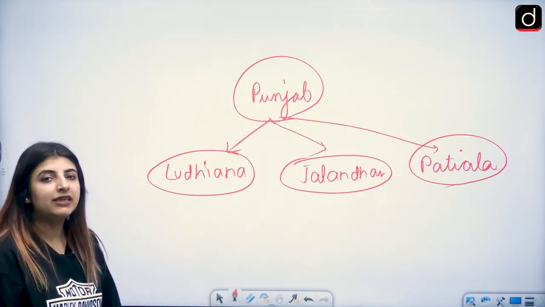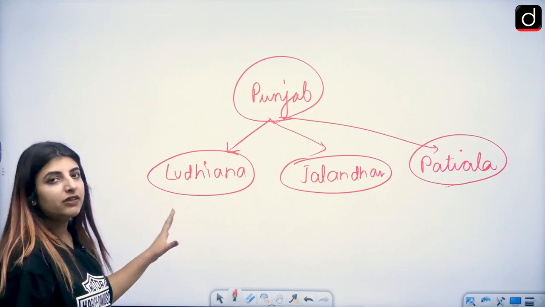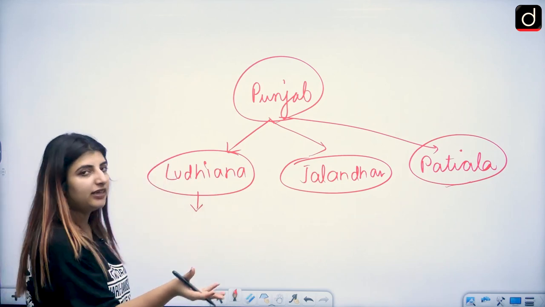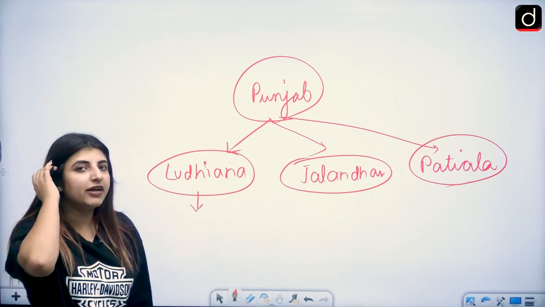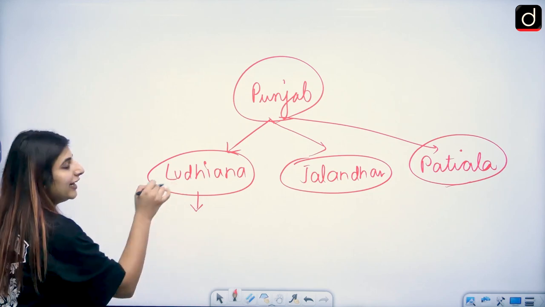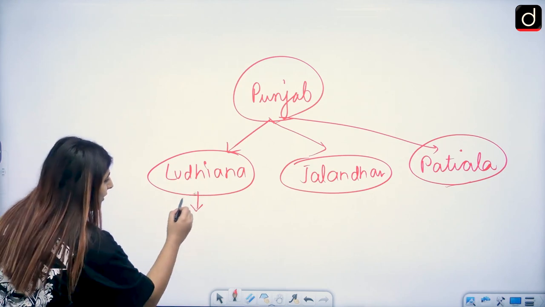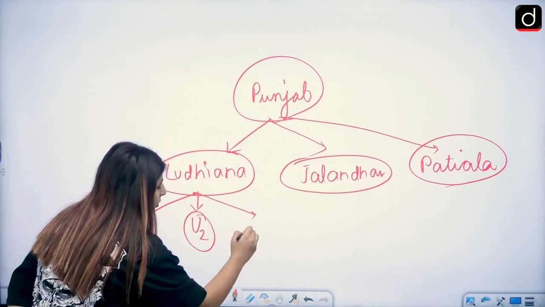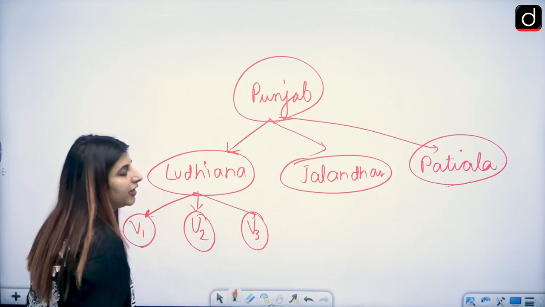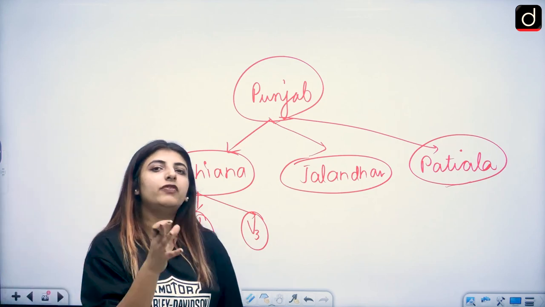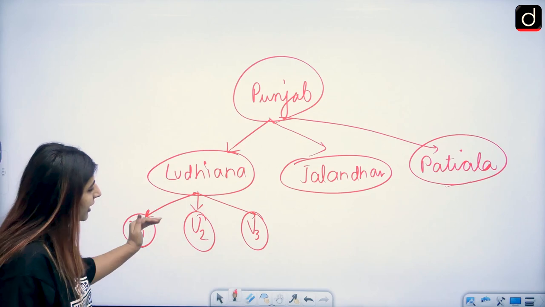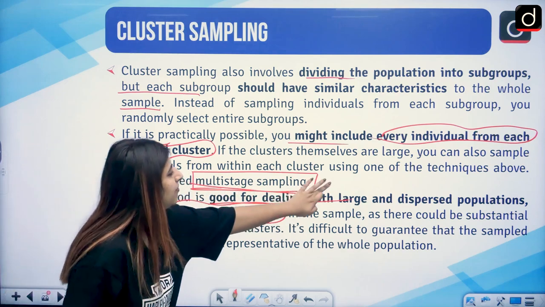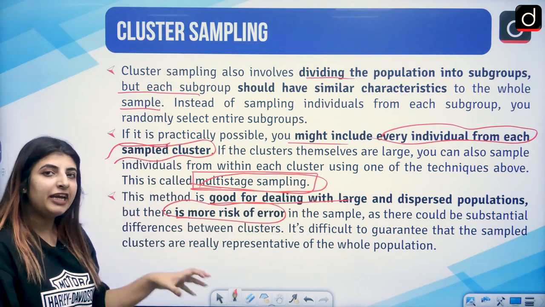Why multi-stage or multidimensional sampling? Because, let's just say if I choose Ludhiana out of these three clusters I have divided, right? I say that I want to conduct my research on Ludhiana. Now, entire Ludhiana I cannot do my research on, so I will further divide it into different villages. Village 1, village 2, or, you know, it is not really comprising of villages only. But of course, if I am telling you that I want to conduct my research on villages only, now I am further dividing it into 3 villages. Correct? So, this is what is known as multi-stage sampling, when we divide the cluster any further.